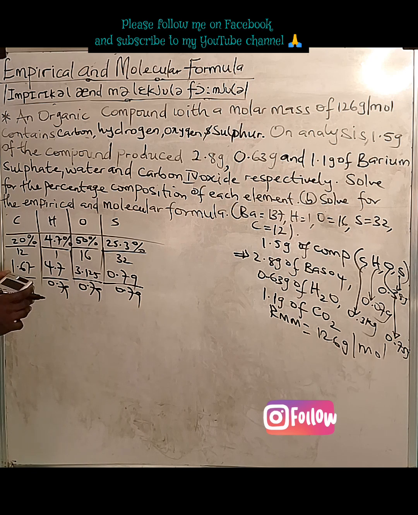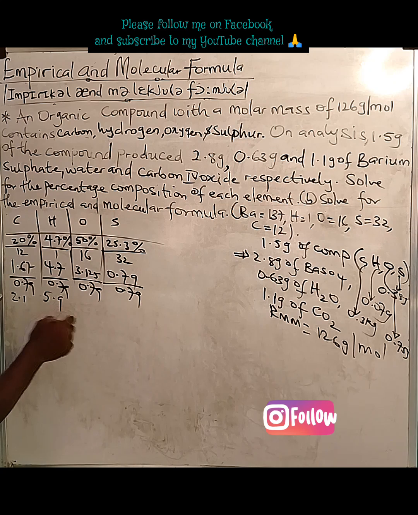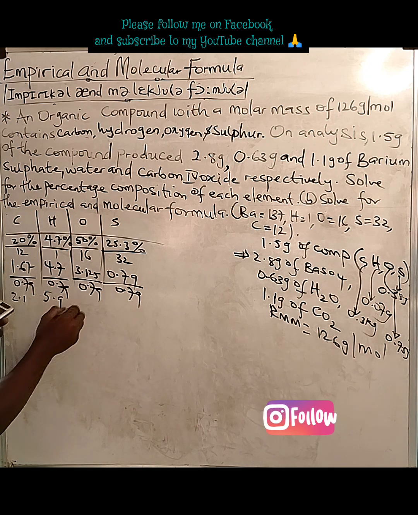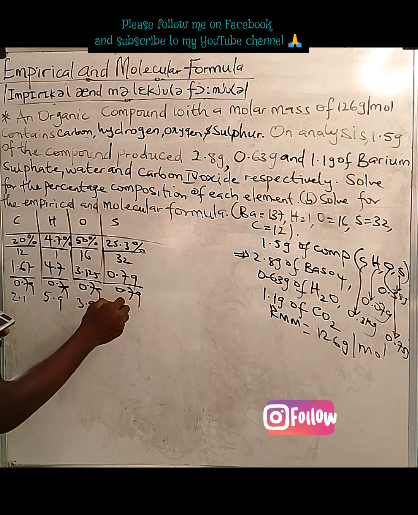Then what we have next, 4.7 divided by 0.79, will give us 5.9. This 2.11 is more or less 2.1, and this is 5.9. Then 3.125 divided by 0.79 gives us 3.95. That just gives us 1.